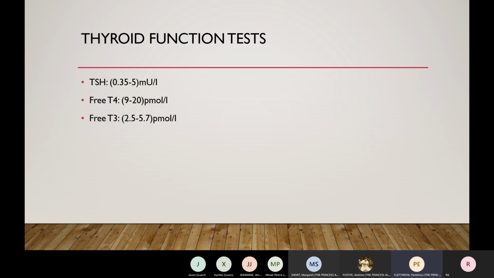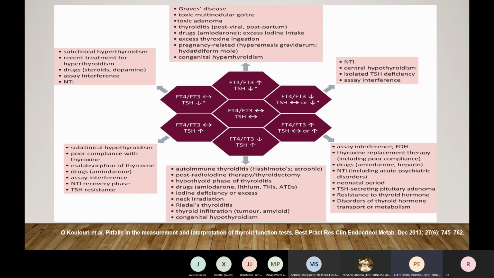They are tiny, tiny amounts. We have really good techniques that pick up really small quantities, but still there can be analytical errors in the assays. Again, before going to the cases, that will be the centerpiece of our interpretation of TFTs today.